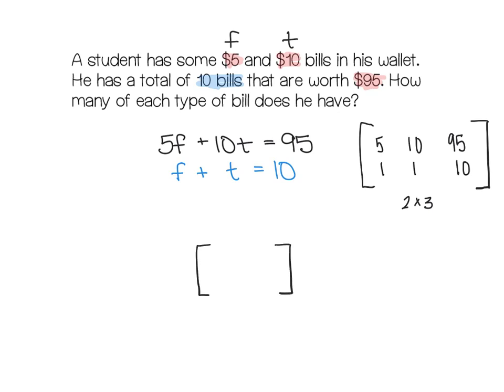On your output screen, you should see this. And so one more time, these were 5s and these were 10s. So I have 1 $5 bill and 9 $10 bills.